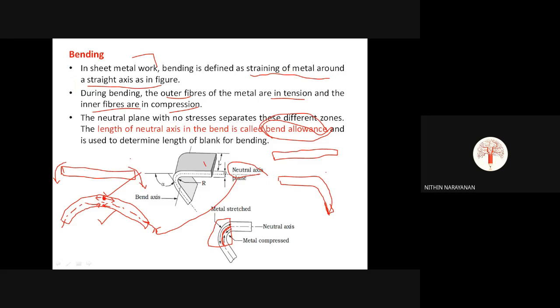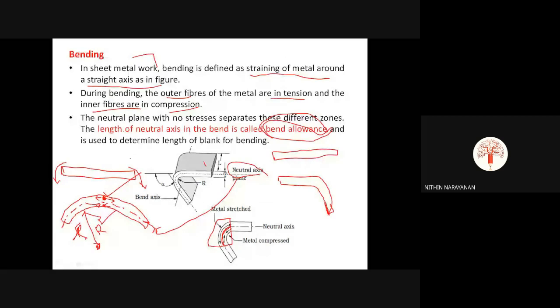So an approximate value for bend allowance is given by L is equal to alpha into R plus KT, where alpha is the bend angle in radians, capital R is the bend radius. Bend there will be a particular radius, there will be a radius of curvature. For example, with respect to a point, there will be a radius of curvature. So capital R is the radius. Then T is the thickness of the sheet that we know.